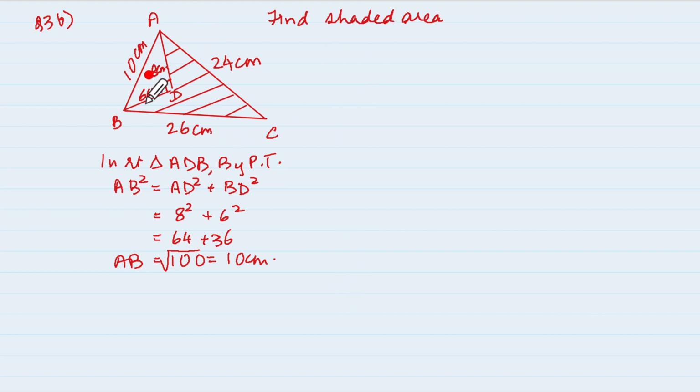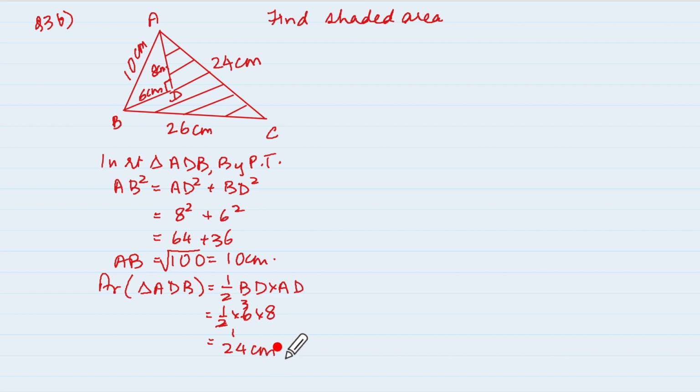Now the shaded area is big triangle minus the small triangle. At least we know the area of the small triangle. What will we say? That area of triangle ADB will be equal to half into BD multiplied by AD, because this is the base, this is the height. You know that, right? So that is half into 6 into 8, which will be 24 centimeters square. That is the area of ADB.